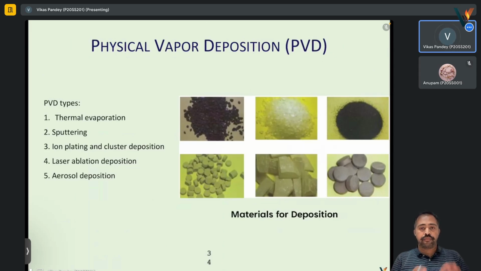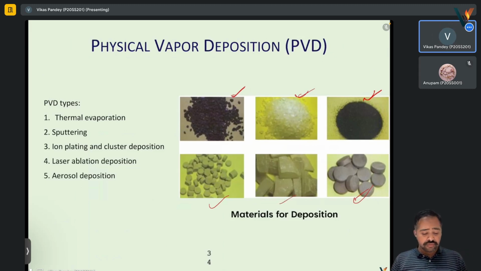So these are some of the materials that are deposited. Like, they can be in the form of small granules, salt kind of form, powder, pellets, such structures. They can be found in different structures.